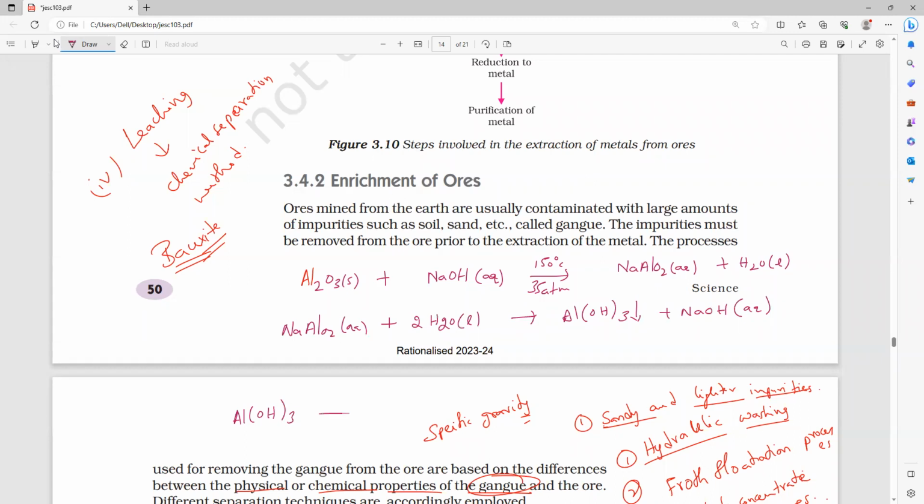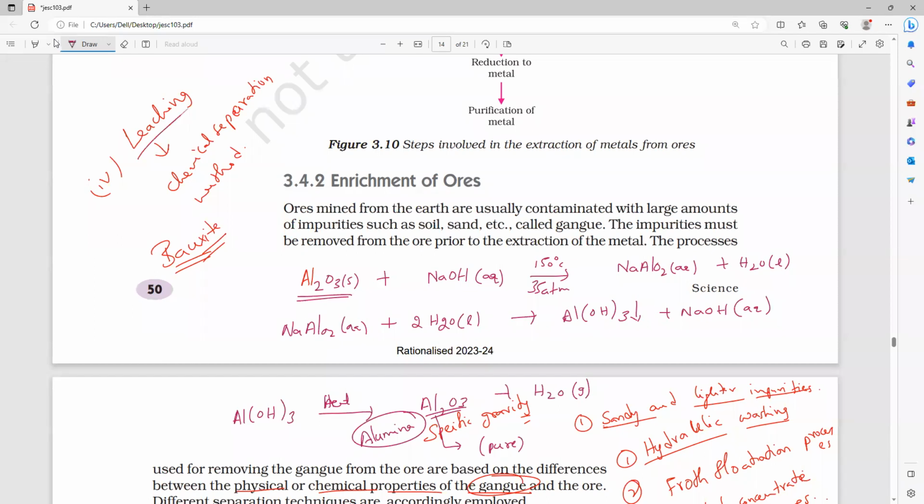If you heat the aluminum hydroxide, again we get Al2O3 plus H2O. Here if you notice, sir, here also Al2O3, here also Al2O3. What is the difference, sir? Here we are getting pure alumina. What is the common name? Check it, everybody. Alumina is the common name. So we are going to get pure alumina.